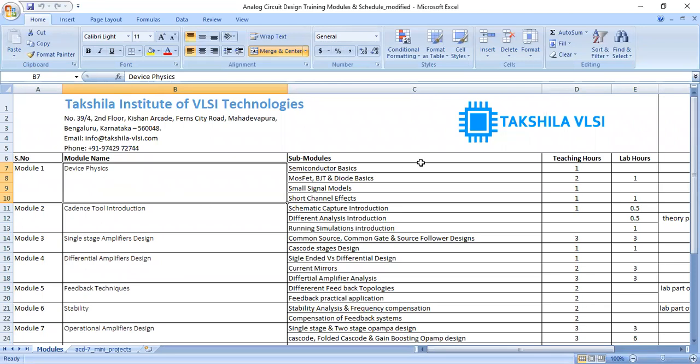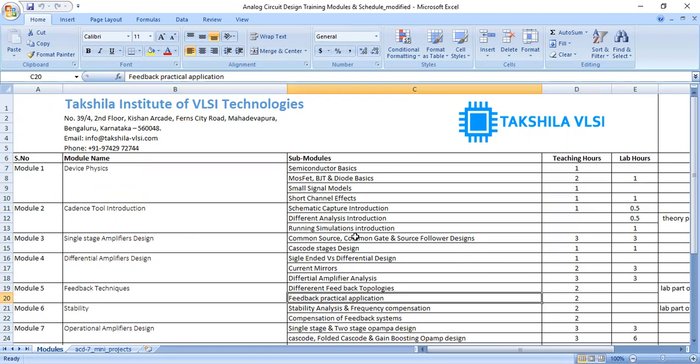Here we have mentioned teaching hours and lab hours. The teaching hours are theory hours, and lab hours are the lab, where we actually do hands-on work in the Cadence software.